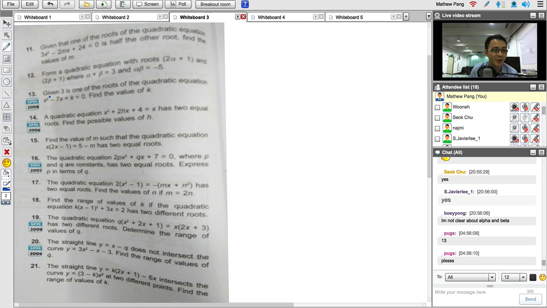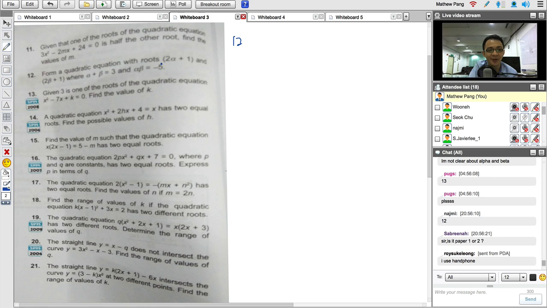So question 13, alright. Okay, we have a look at question 13. I think it's one of the past year questions. Okay, we start from 12, and then we move on. Right, so question 12 first. Form a quadratic equation with the roots 2 alpha plus 1 and 2 beta plus 1, where alpha plus beta equals 3 and alpha beta equals negative 5.